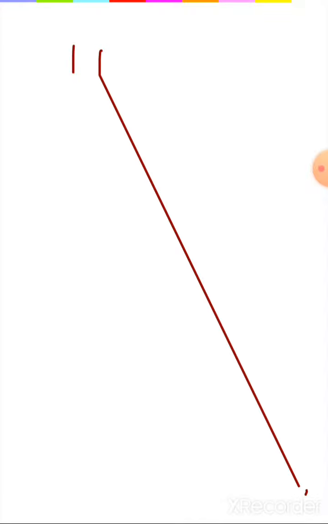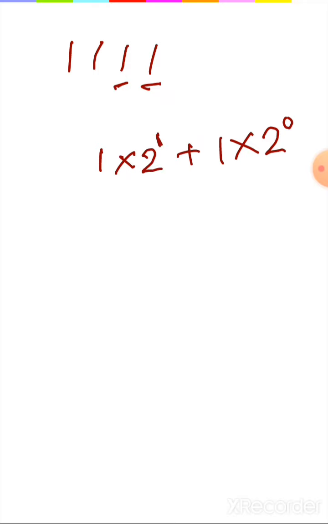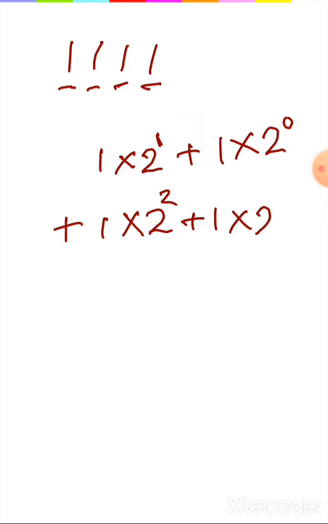So let us see another example. Here we have the number 1111. The first digit is 1, multiplied by 2 raised to power 0, plus the second digit is 1, multiplied by 2 raised to power 1, plus the third digit is 1, multiplied by 2 raised to power 2, plus the most significant digit is 1, multiplied by 2 raised to power 3.